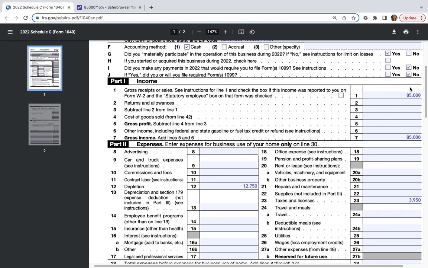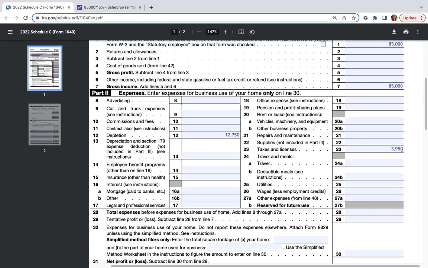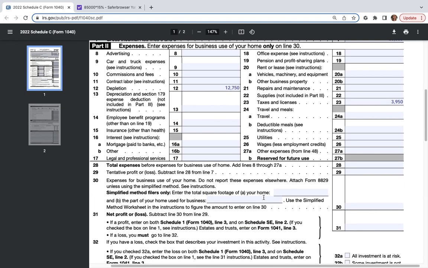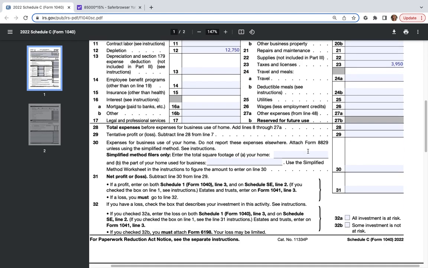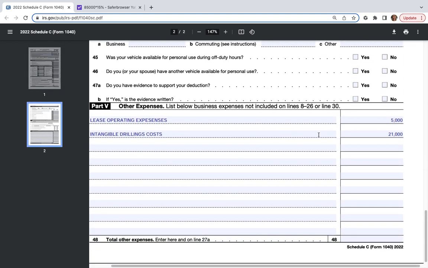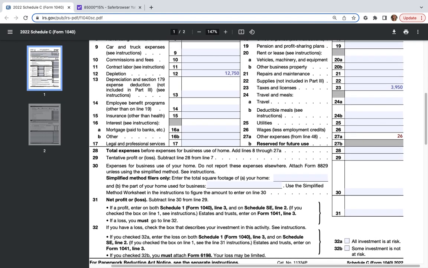In this case, the working interest was 85,000. There was depletion of 12,750. Taxes were given, 3,950. Notice that this number we calculated, so I didn't have to tell you. This is something you guys would have to calculate. So lease operating expenses 5,000 and intangible drilling costs 21,000. Those were given, and then right here you enter 26,000, which is total other expenses. You're gonna put 26,000 here.